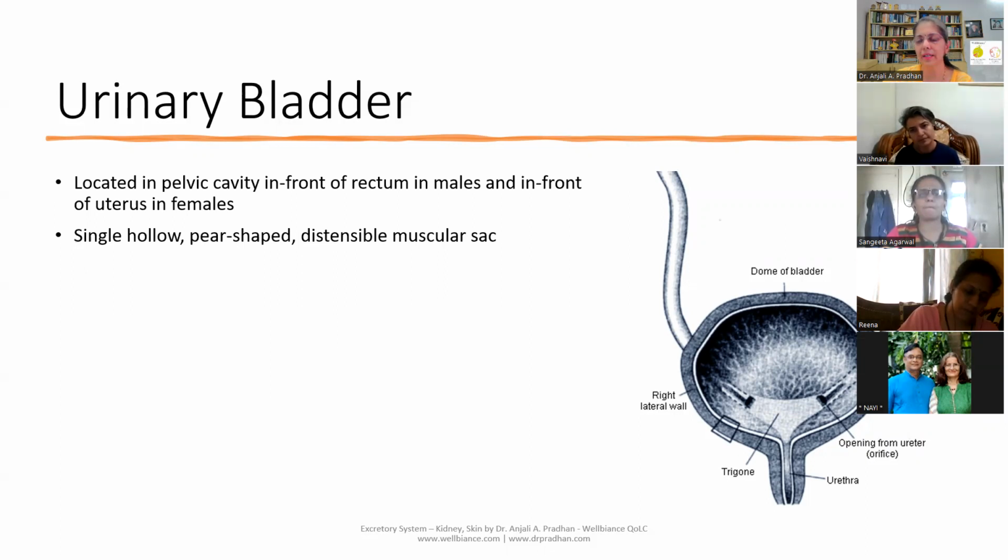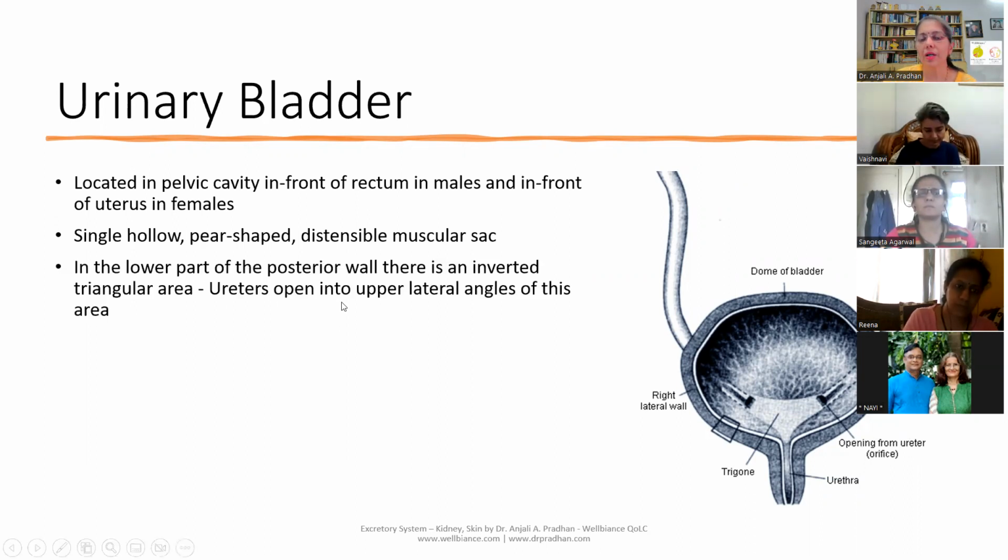It's a single, hollow, pear-shaped and muscular bag, distensible. जैसे भी relax होता है, distend हो जाता है, contract हो जाने पर छोटा हो जाता है. This happens during micturition, that is urination. Urination में क्या होता है, bladder के जो muscles रहते हैं वो contract होते हैं. Because of contraction, urine जो है वो urethra से बाहर जाता है. Okay.